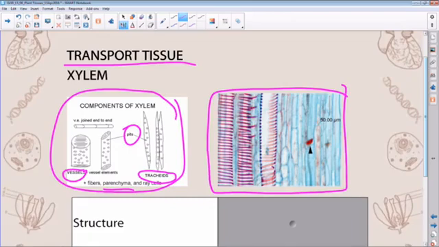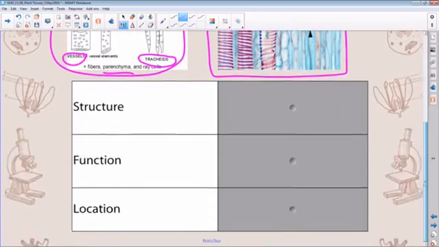So let's see. I know you guys have done this all. So same thing what I want from you. Structure, function, location. And you've got 1 minute. You'll not get this wrong. Ready, and off you go.